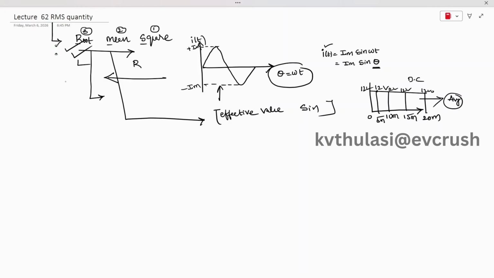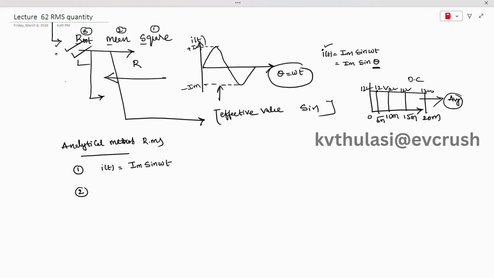Now let us see the process of solving for this RMS value. Let us understand the analytical method of finding root mean square. There are four steps involved. First, write down the equation of current. It may be current or voltage, just write down the equation. The instantaneous current is given by the formula I equals Im sine omega t. This is the first step.